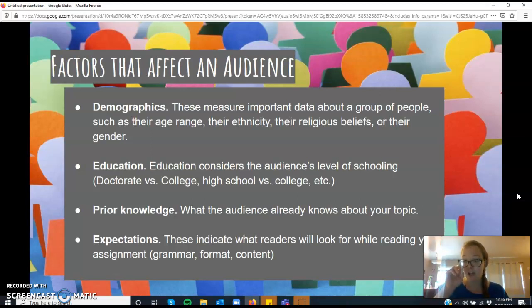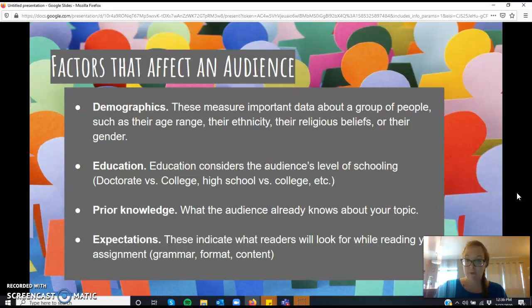The next is education. So, what's your audience's education level? Are they young children in elementary school? Are they adults in a community college? Are they someone with a master's degree, with a doctorate? And then prior knowledge is going to be similar to education, but it's really what your audience already knows about your topic. And we're going to look at an example of this.